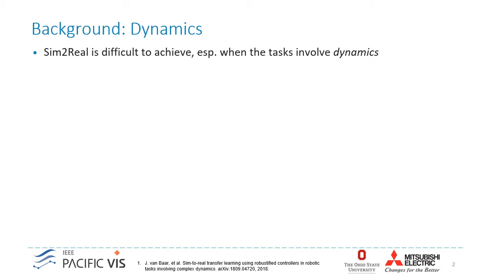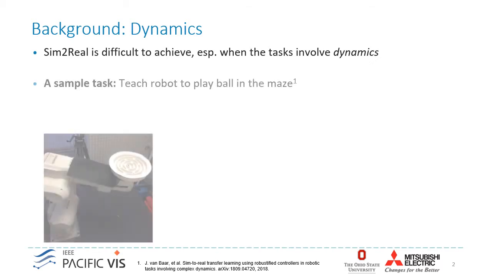Ideally, machine learning scientists wish to transfer the model from the simulator to a real environment without any extra steps. However, this is very difficult to achieve, especially when a task involves dynamics. In order to explain the idea of dynamics more concretely, here we will describe a robot control task.